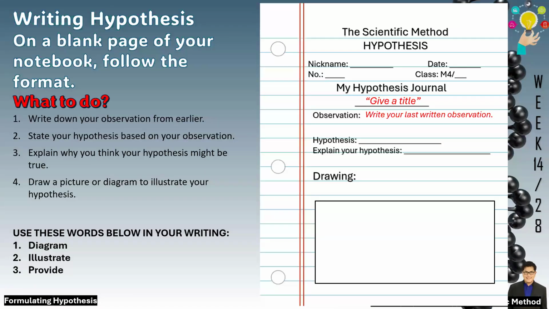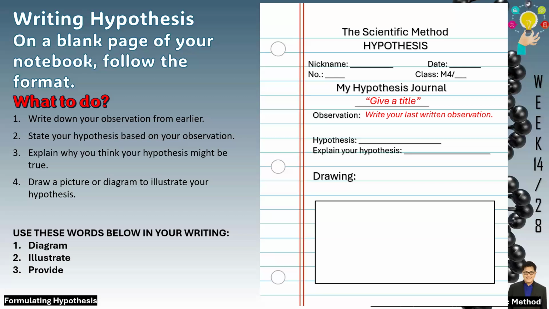Okay, so now let's go to your exercises or activity. This is about writing hypothesis. On another blank page of your notebook, follow the format. Of course, you have to write the title, the scientific method, hypothesis. So you have to write your nickname, number, date, class. My hypothesis journal, give a title, the same thing that you created last time.